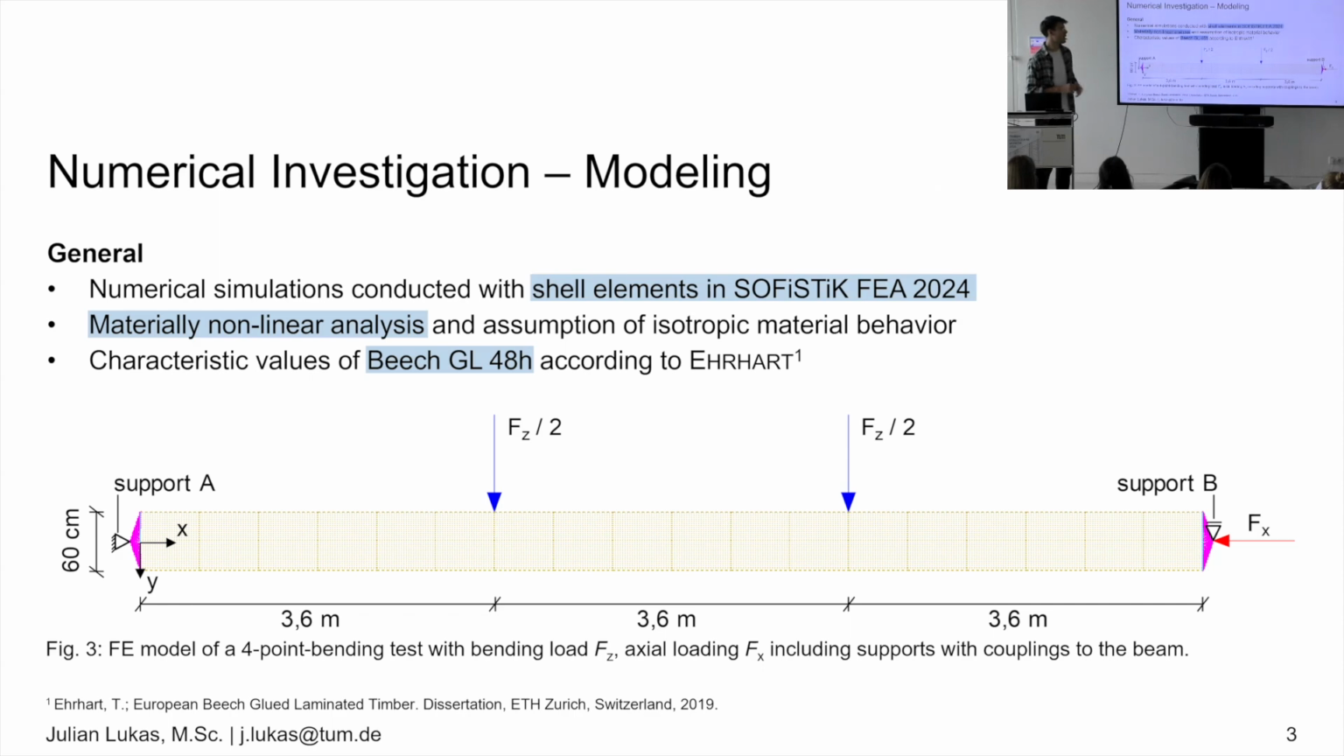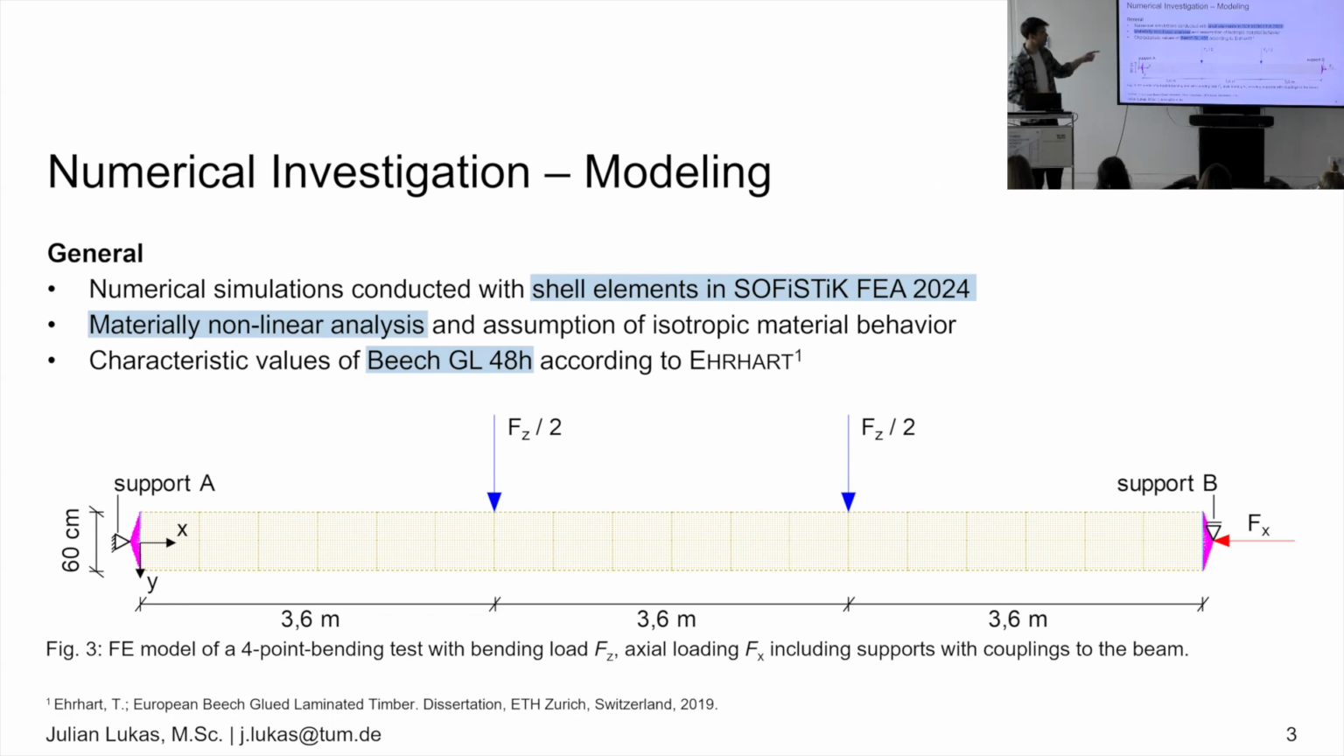And I assume isotropic material behavior, because right now in Sophistic you can only model nonlinear material behavior with concrete and with steel, but I could change the concrete so that it represents timber just by using the right characteristic values, or by defining it with the right stress-strain diagrams. In that case I also use the correct values for beech GL48 from Erhard from his dissertation, and the build-up is also like we know it from the EN 408.